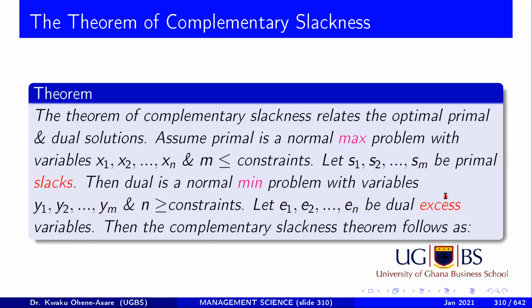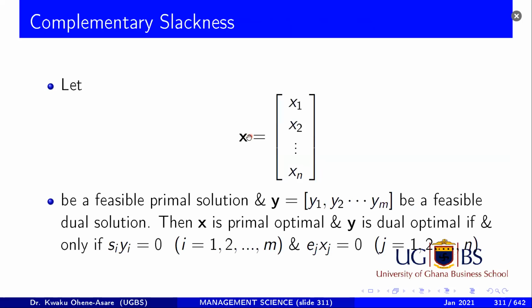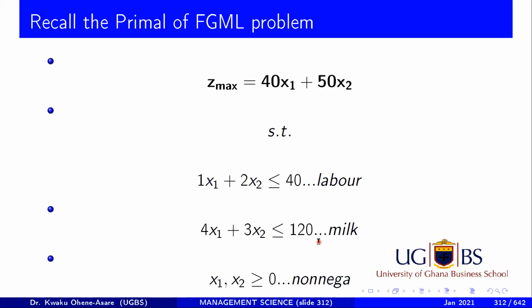Then, if this is all holding, the complementary slackness theorem says this. Let X be the following matrix, and that should be a feasible solution, and the Y's become a feasible dual solution. X matrix is a primal optimal and Y matrix is a dual optimal if and only if the weighted slacks are zero, and of course, the weighted excesses are also zero. So the complementary slackness theory simply says that there will be a complement of whatever is happening in the primal with that of whatever is happening to the dual.